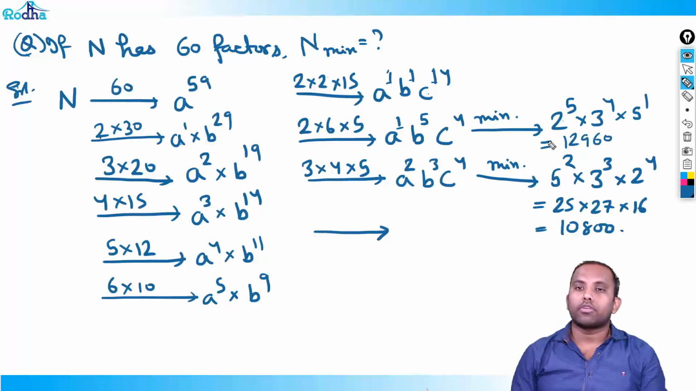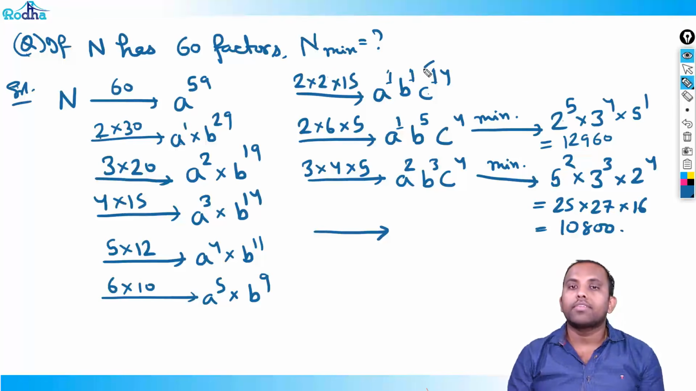If I'm not making any calculation mistake, this is also bigger. So these numbers are bigger, bigger, bigger. It is going on. There's something like C raised to 14 here, so obviously it is much bigger.